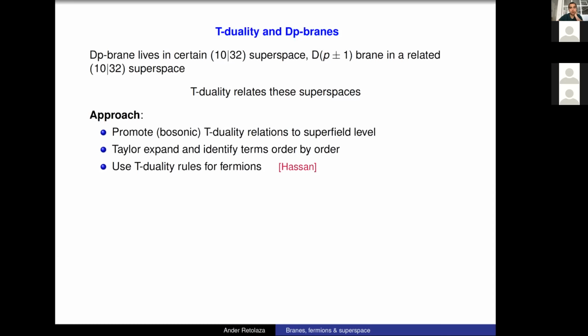Then when you do this promotion, you take the relationships and make Taylor expansions, and you need to identify terms order by order in fermions. And finally, you need to use the T-duality rules that relate fermions in both theories. These were given by Hassan in order to translate the fermion bilinears in type 2A to fermion bilinears in type 2B.